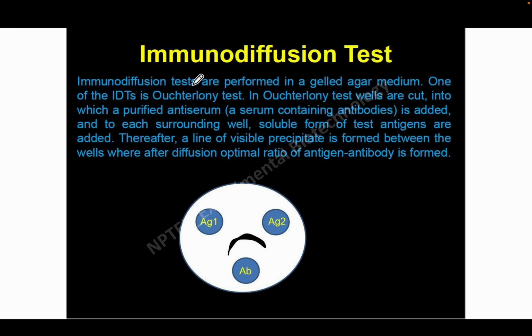Immunodiffusion test. Immunodiffusion tests are performed in a gelled agar media. One of the immunodiffusion tests is the Ouchterlony test. In the Ouchterlony test, wells are cut into which purified antiserum, a serum containing antibodies, is added, and to each surrounding well soluble test antigens are added. Therefore, a line of visible precipitate is formed between the wells where, after diffusion, an optimal ratio of antigen and antibody is formed. Okay, so you are adding antigen 1, antigen 2 and antibody. When they diffuse and come together, you will have a precipitation line.